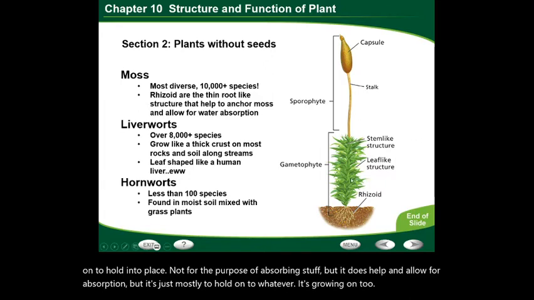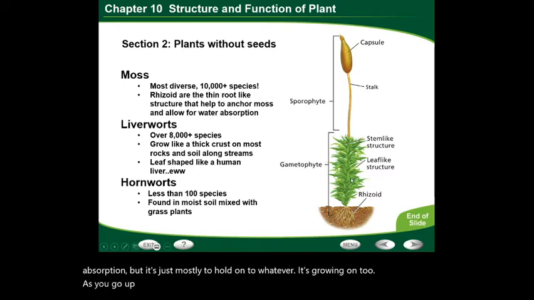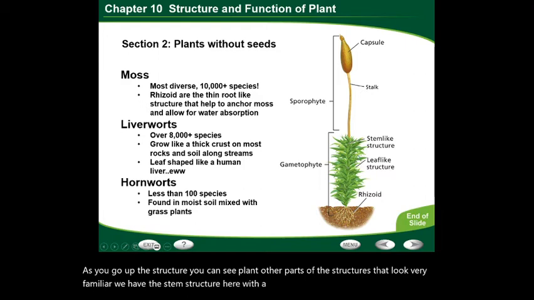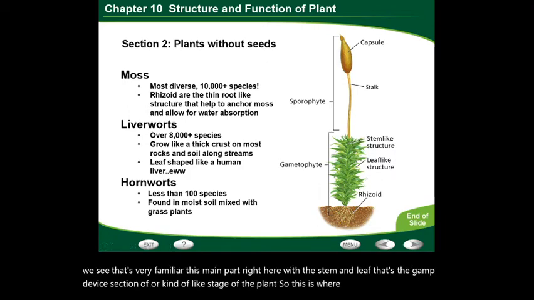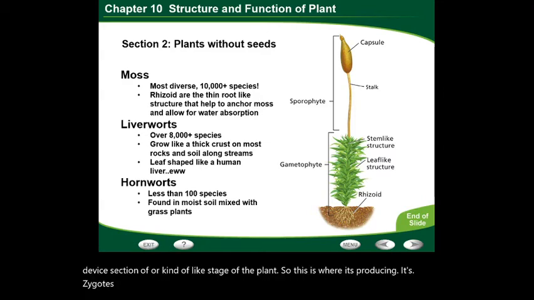As you go up the structure, you can see other parts that look very familiar, like the stem-like structure with a bunch of leaves growing out of it. This main part, with the stem and the leaves, is the gametophyte stage of the plant. This is where it's producing its zygotes and fertilized eggs and regrowing.